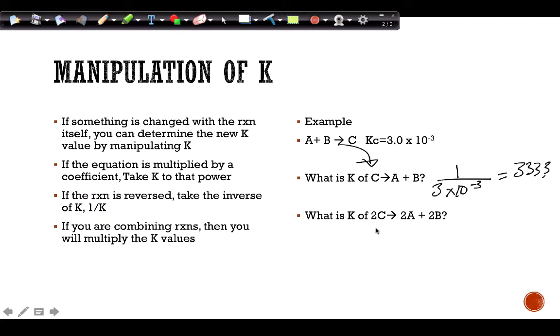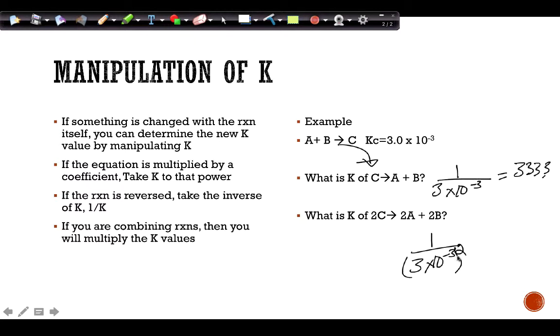All right, so now let's look at this one. If I compare to this one, first of all, it's flipped. So I would have to take the inverse. And also, it's multiplied by 2. I'm not going to multiply it by 2. I'm going to take it to the power of 2.